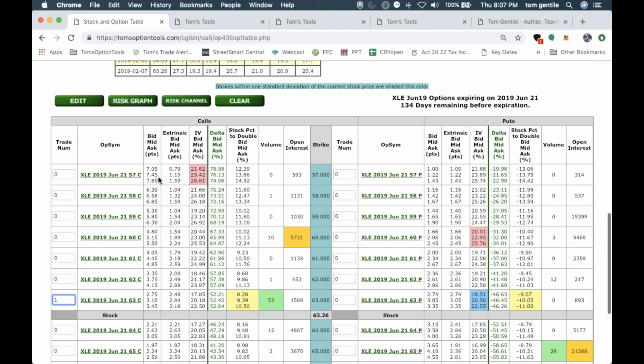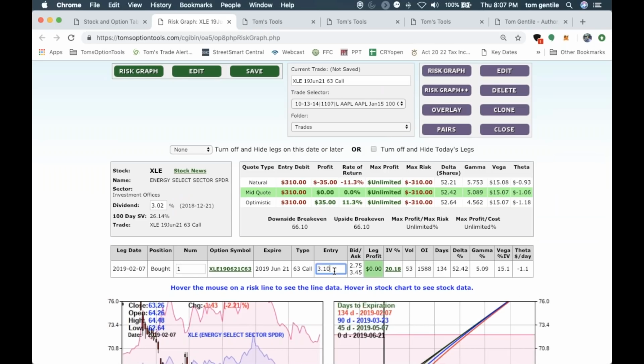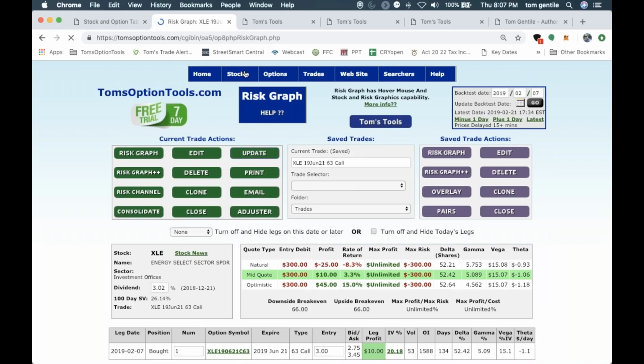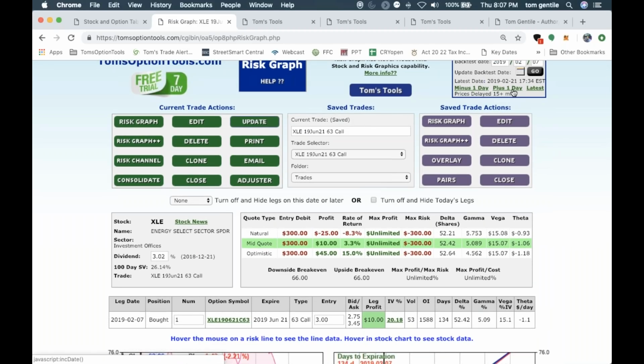But let's go ahead and put a risk graph in and buy one. And then let's reset it to the limit of 3, because we can change that to whatever we get filled at. And then we can save it. And now I've saved that trade. And now I can actually walk forward with this trade. So I'm going to walk forward a day at a time.